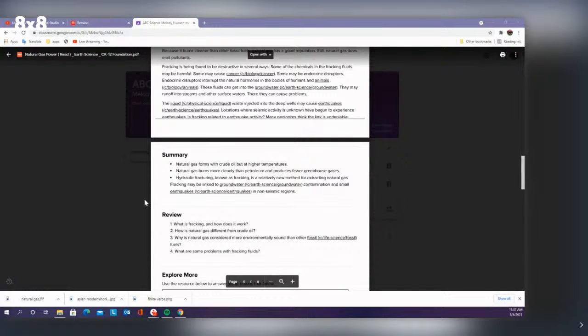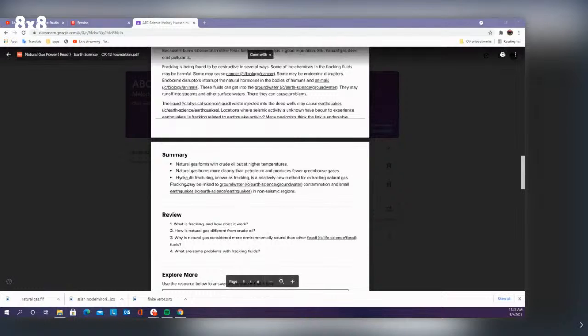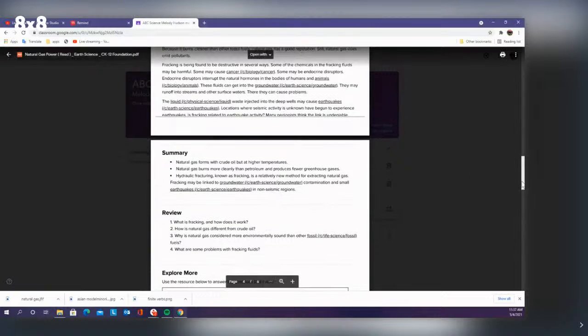So in summary, this is what you remember. Natural gas forms with crude oil, but at higher temperatures. Natural gas burns more cleanly than petroleum and produces fewer greenhouse gases like CO2. And fracking is a new method for extracting natural gas. However, it may be linked to groundwater contamination and small earthquakes in areas that would not normally see earthquakes.